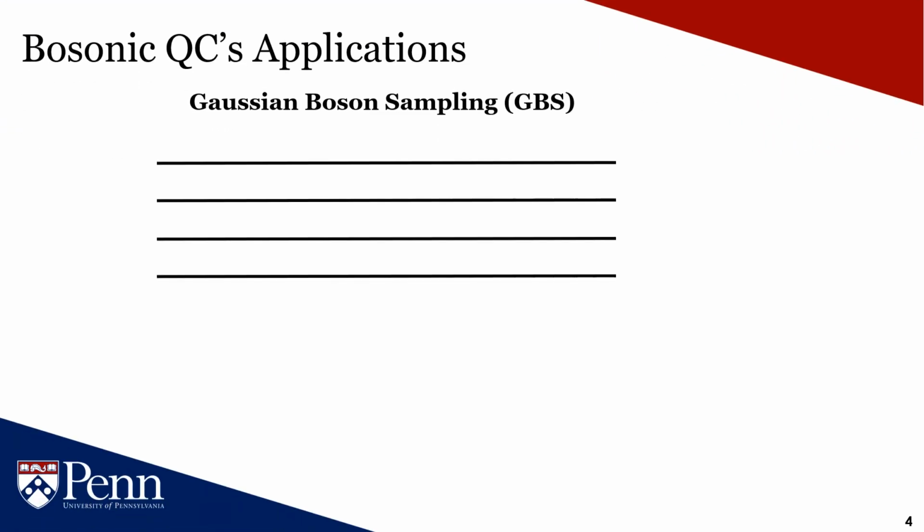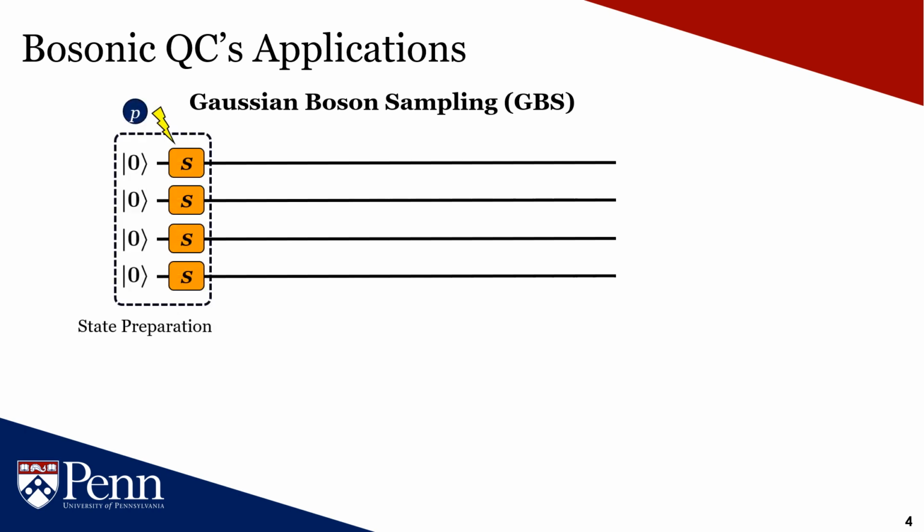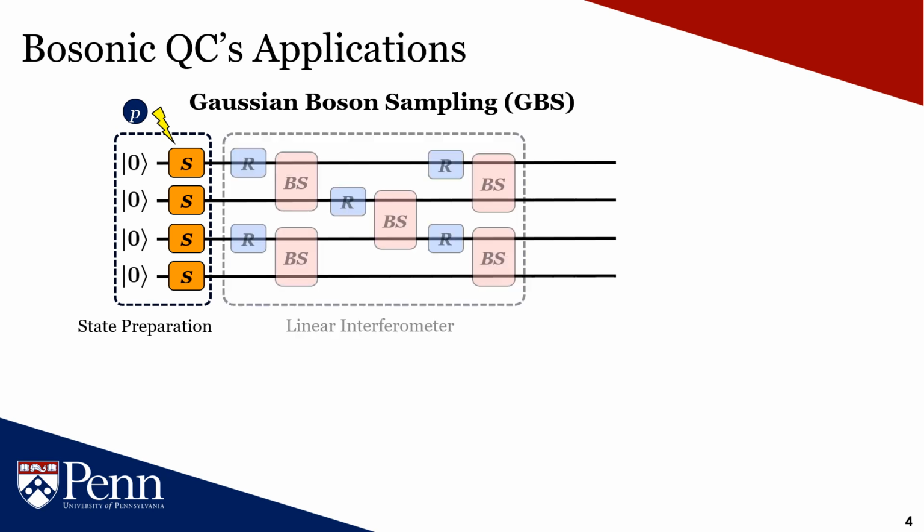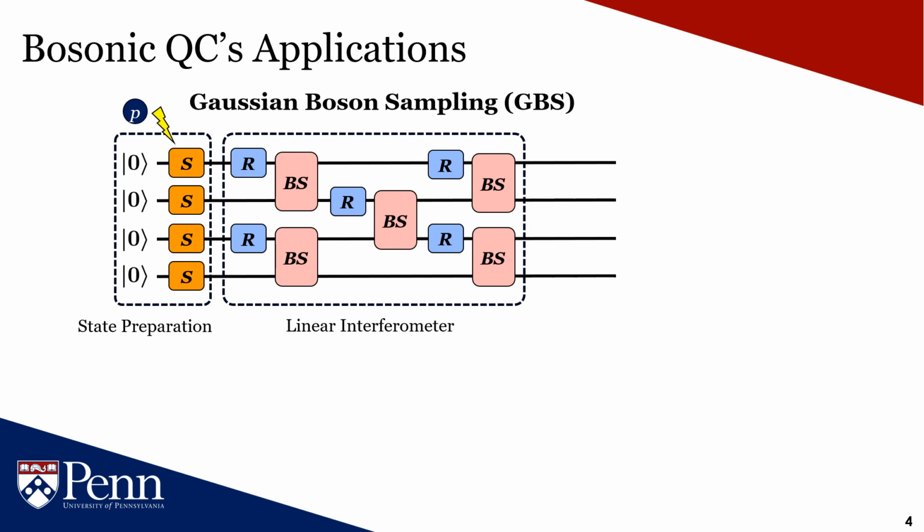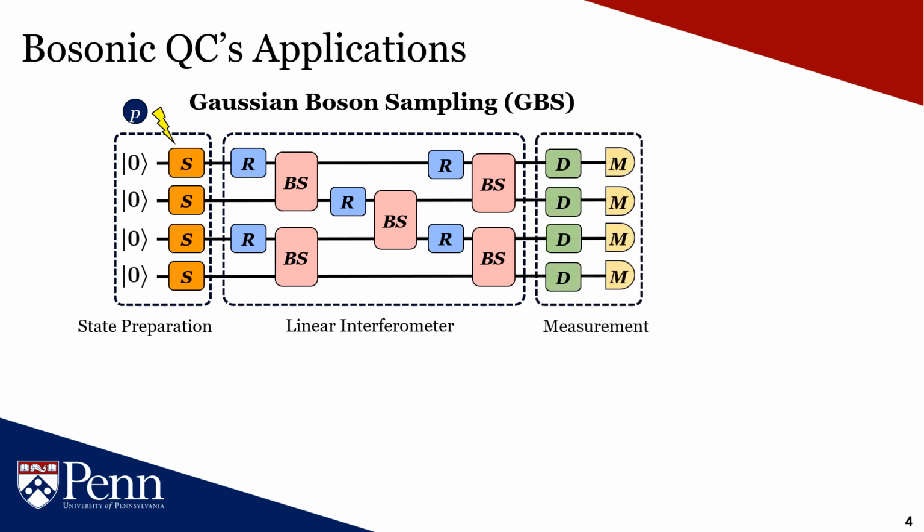Next, I want to introduce a famous algorithm, the Gaussian boson sampling, or GBS, that demonstrates quantum supremacy using bosonic quantum computing. A quantum circuit of GBS is shown on the slide. Firstly, all the Q-modes are prepared in a ground state, and state preparation is injecting photons into each Q-mode using squeezing gates. Then, all the photons will go through a linear interferometer constructed by phase shifters and beam splitters. Finally, the photon numbers are measured at the end of the circuit.